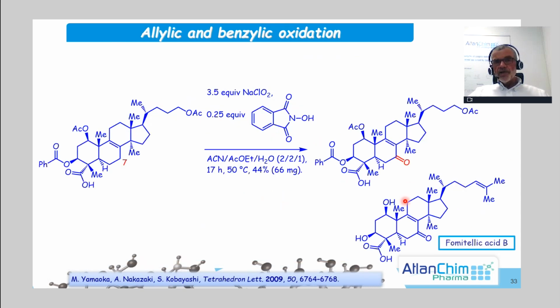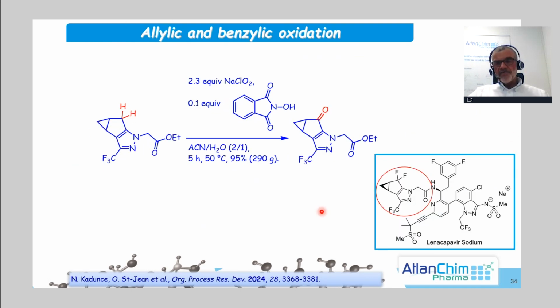For example, in the total synthesis of this lanostane type triterpene derivative here, a potent inhibitor of DNA polymerases alpha and beta, allylic oxidation at the C7 position here by treatment with sodium chlorite and N-hydroxyphthalimide at 50 degrees afforded the desired enone here in 44% yield.